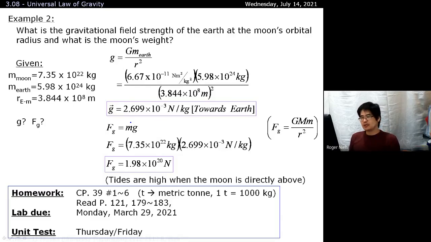So what is G again? G stands for gravitational field strength. That's what we're trying to solve for. And that's what we're getting at. For tonight's homework, course pack page 39, questions 1 through 6. And I think that concludes the majority of this unit.